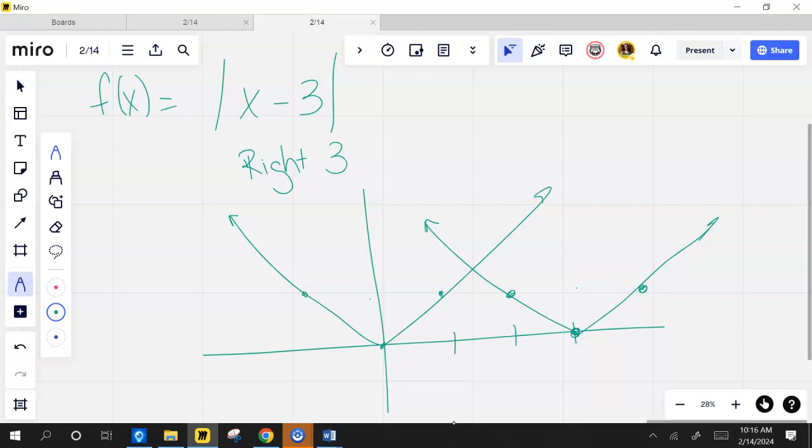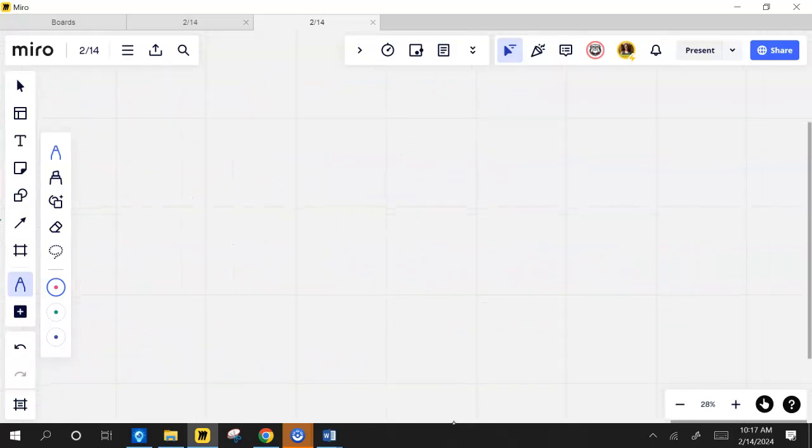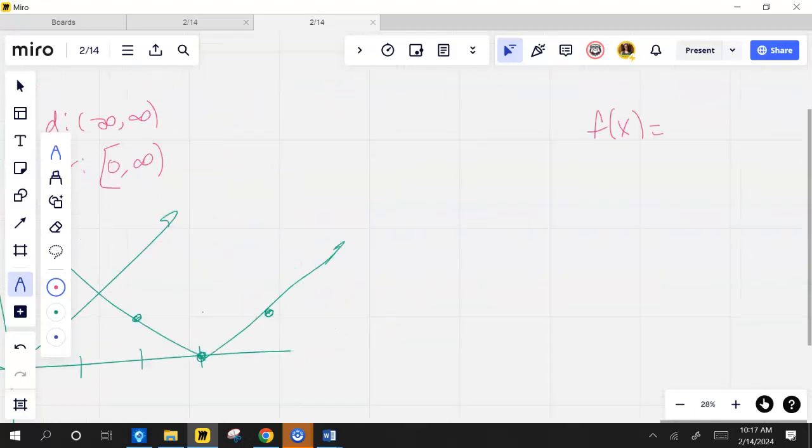What's the domain of my new function? What's the range? Oh, I thought I was going to get y'all. All right, let's see if you got it.